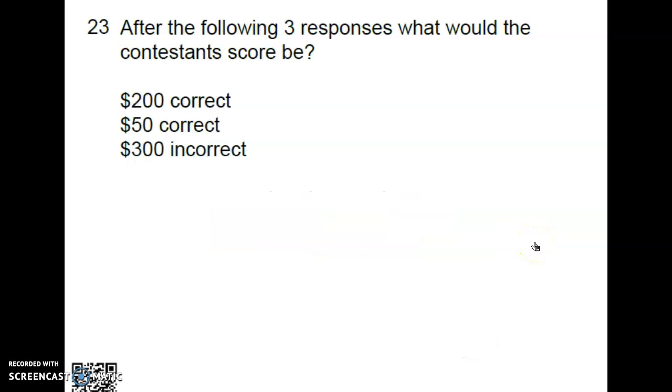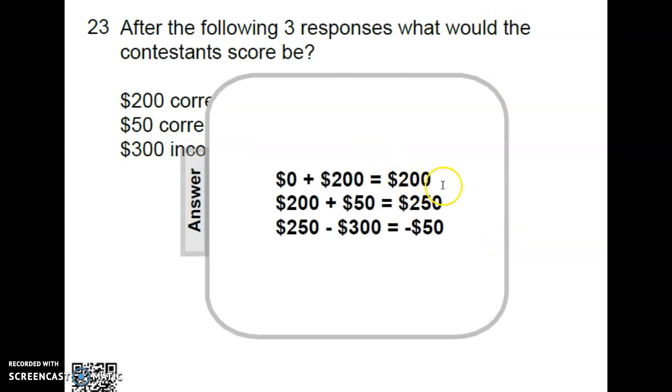How about after the following three responses, what would the contestant's score be? 200 correct, 50 correct, 300 incorrect. Again, you may pause the video to work this out on paper. Did you come up with a negative 50? If you did, you are correct. So we started with the positive 200 plus 50, but then they got 300 incorrect, and so they are left with a negative 50. So they need some more money.